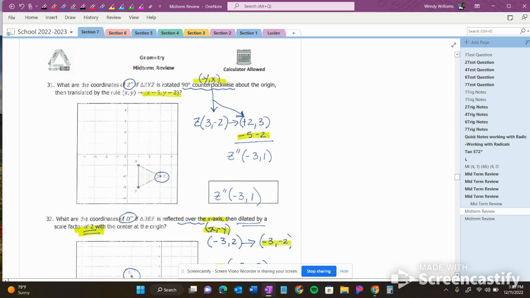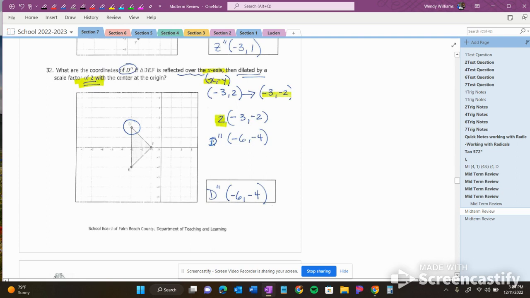What are the coordinates of Z? All you need is Z. Rotated 90 degrees counterclockwise. Switch and negate the first about the origin. Then translated, subtract 5 minus 2. One step at a time. First step, second step. All they want is Z. Don't worry about any other letter but Z.